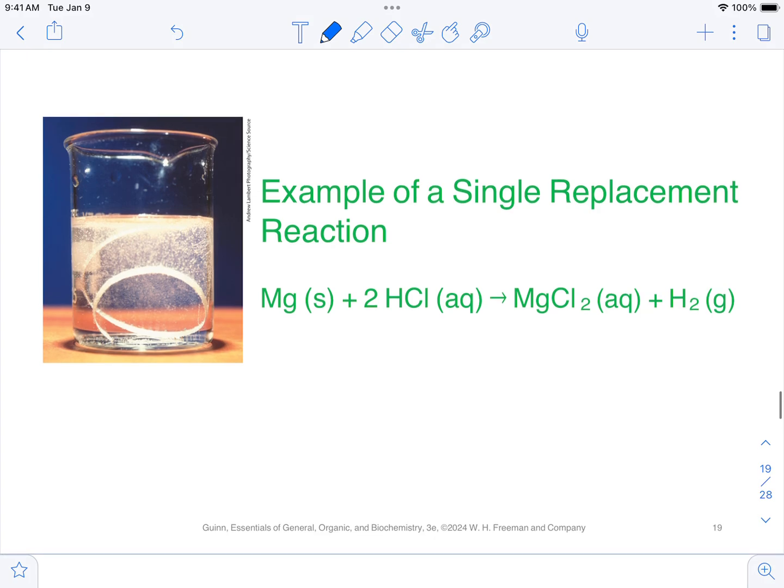Here's a very common example used in high school laboratories. If you have a piece of magnesium, solid magnesium ribbon here, and you put it in hydrochloric acid, what happens is, let's label this. So we have, this would be our A, H would be our B, Cl would be our C. Remember, A kicks B out. So now you have A and C here, and B is by itself. Magnesium wants to react with chlorine more than hydrogen does.